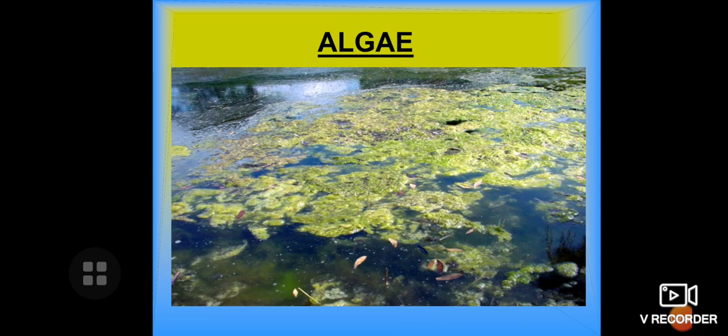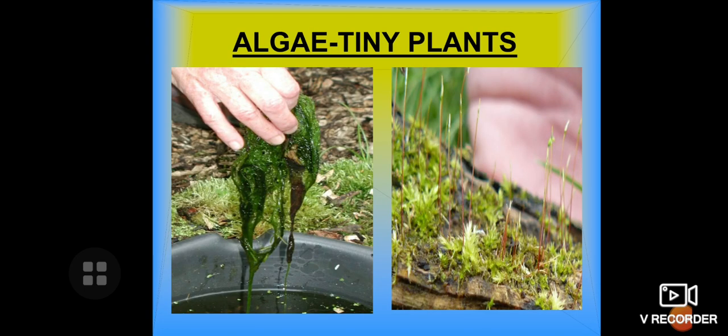and here the last is the algae for the mosquitoes, you know. These are the green tiny plants, and they are present in the stagnant water, and they also cause diseases.